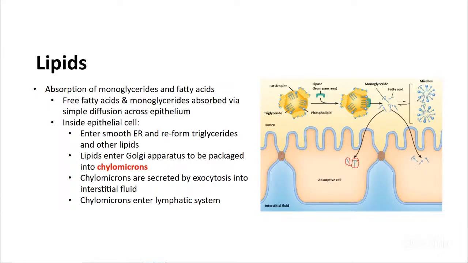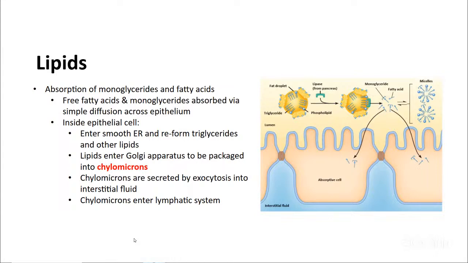And then some of these broken down pieces are still hanging out here in the lumen in the form of micelles. As we move forward and absorb more and more, those micelles will get smaller and more of these fatty acids and monoglycerides will get absorbed. Okay. So we're not done with our lipids when we pull these fatty acids and monoglycerides into our intestinal cells.